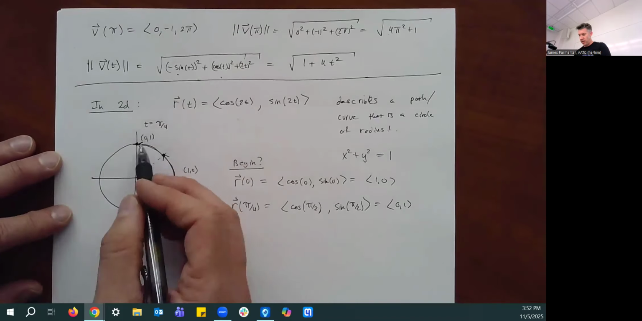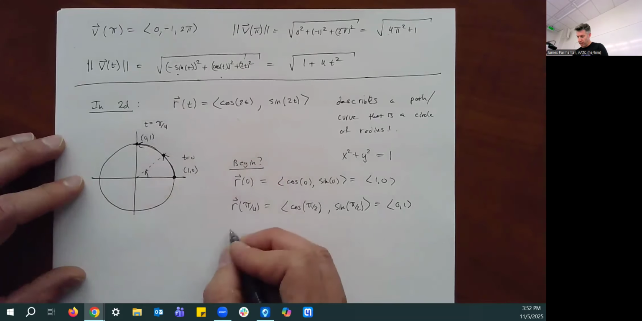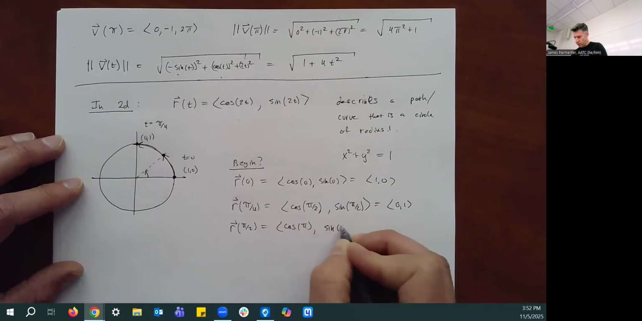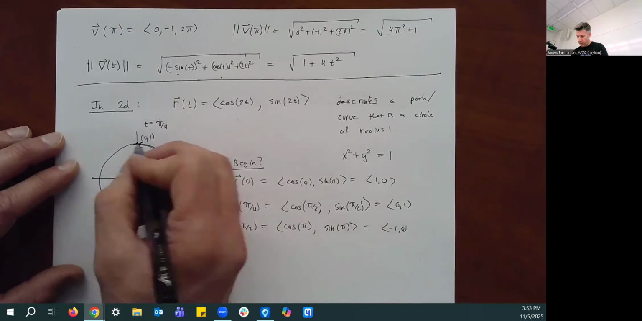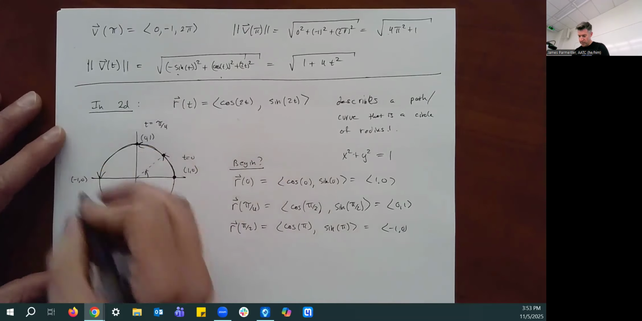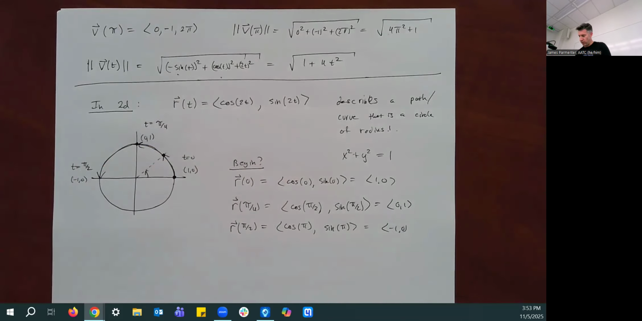So it looks like we are traveling in a counterclockwise direction because we started here and then a little bit later in time, we ended up over here. If we picked another time, like t equal to pi over 2, r of pi over 2 would be cosine of pi, comma sine of pi, which would give us the point -1, 0. So over here at -1, 0, we're getting there when t is equal to pi over 2. So it seems reasonable that we're going counterclockwise.